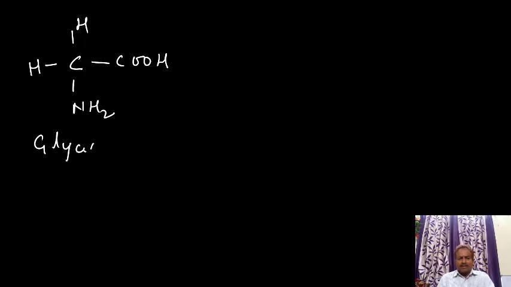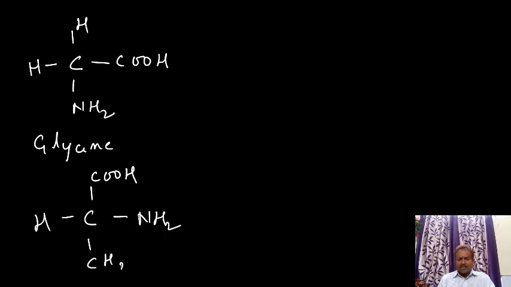So this is an amino acid: COOH group, this is NH2, this is hydrogen, and this is R, in place of which is hydrogen. Therefore, this is glycine. Now, let us write one more naturally occurring amino acid. So here, this is COOH, this is NH2, this is H, this is R. In place of R, let us keep CH3. So what is this? Alanine.